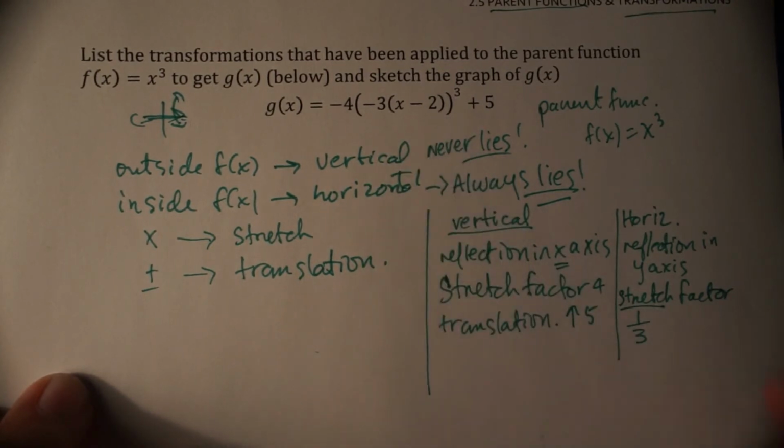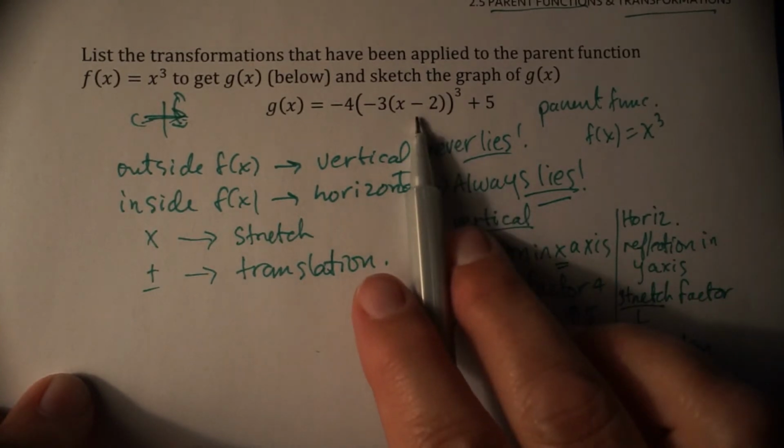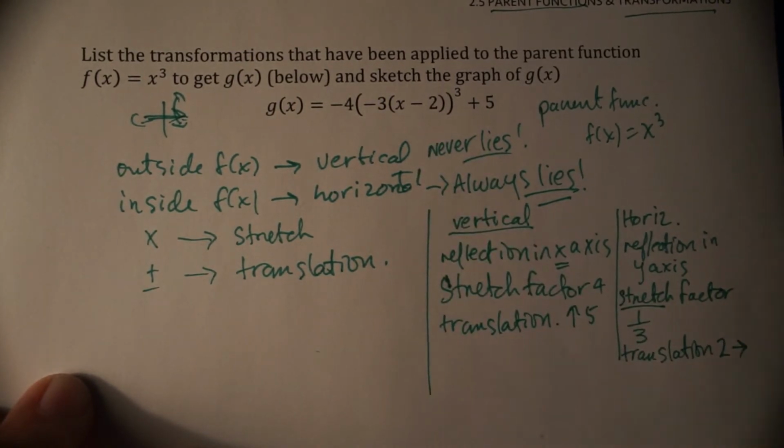The other thing that's going on here is a translation. So we have a horizontal translation of 2. Now it looks like it should be 2 to the left because it's negative, but it's actually going to be 2 to the right. And that's the list of the transformations for that one.